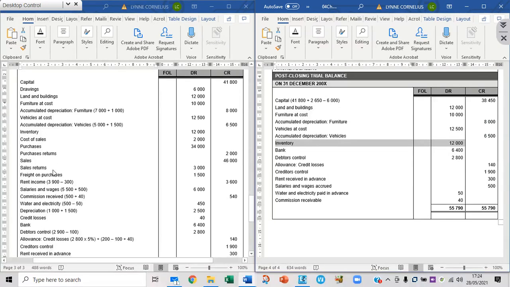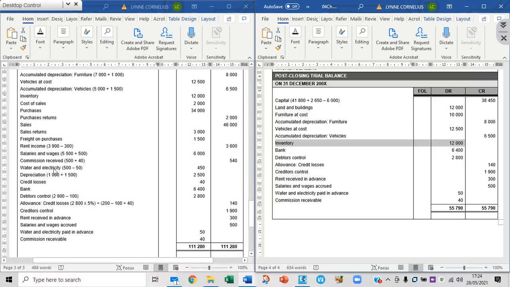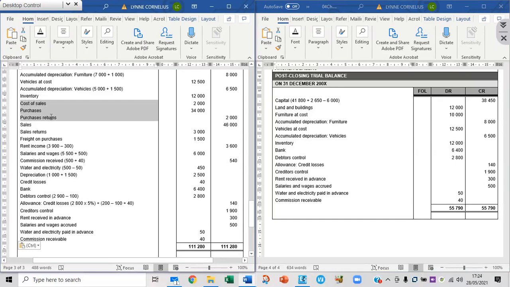If we go and have a look at the next accounts in the post-closing trial balance, so we look at cost of sales, purchases, returns, sales returns, freight and purchases, rent income, salaries and wages, commission received, water and electricity, depreciation, credit losses. These are all income and expense accounts. They have been closed off, so their balances are zero. They are not in the post-closing trial balance.